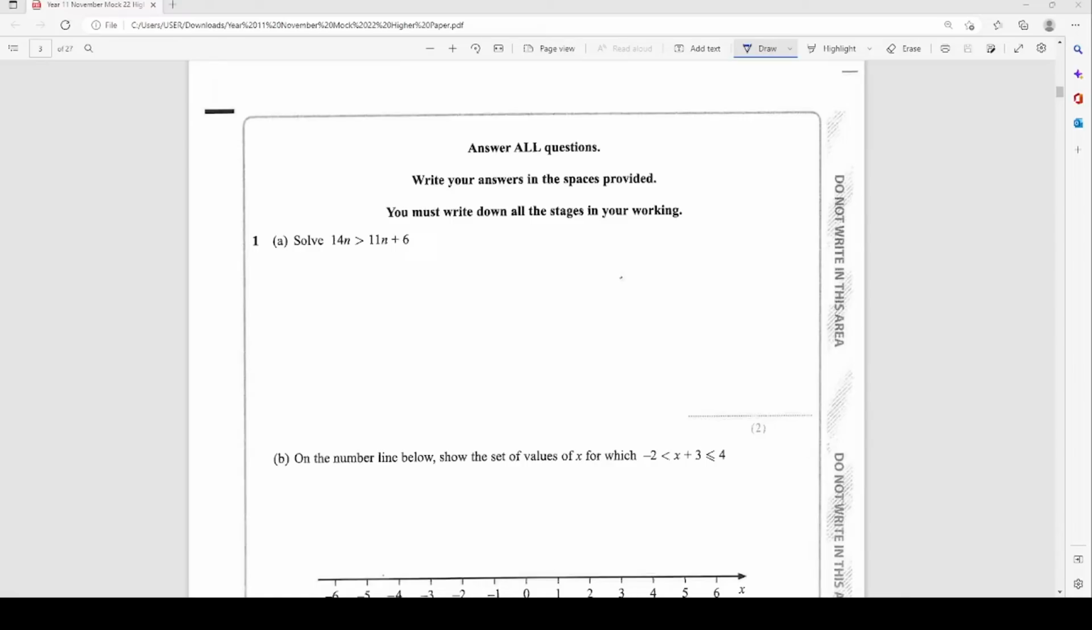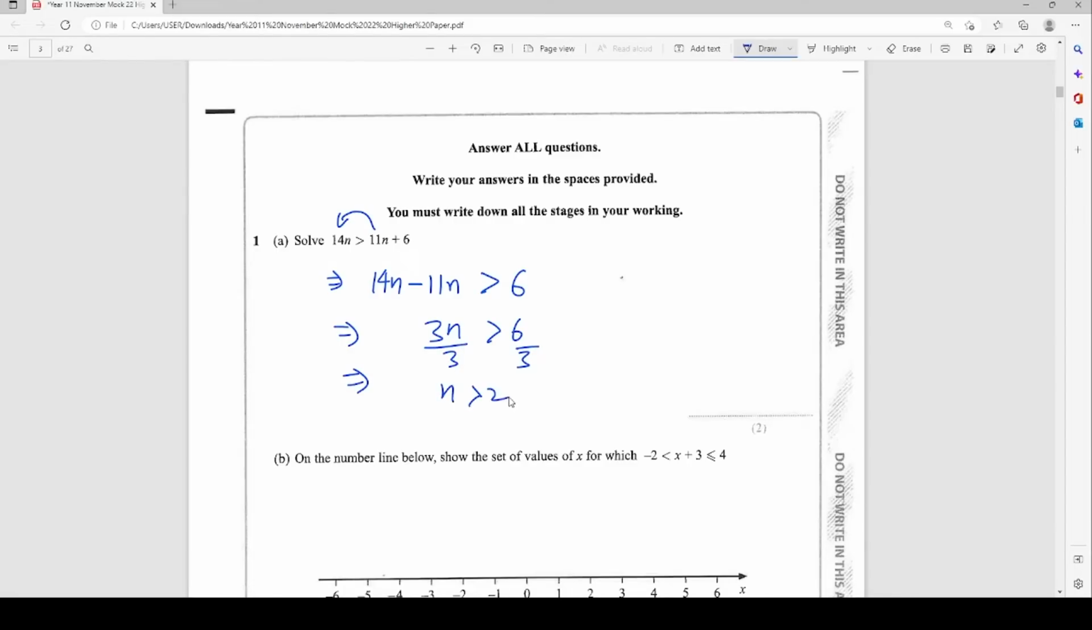So moving ahead, the very first question that we have got is quite straightforward in my opinion. You have to just do what you do to solve an equation. You just have got an inequality, so you will proceed. You can move this 11n to the other side, or you can say that you are subtracting 11n from both the sides. So you will have 14n minus 11n is greater than 6. That will give you 3n is greater than 6. It implies that you can divide both sides by 3. n is greater than 2. So that's what my answer is, n is greater than 2.